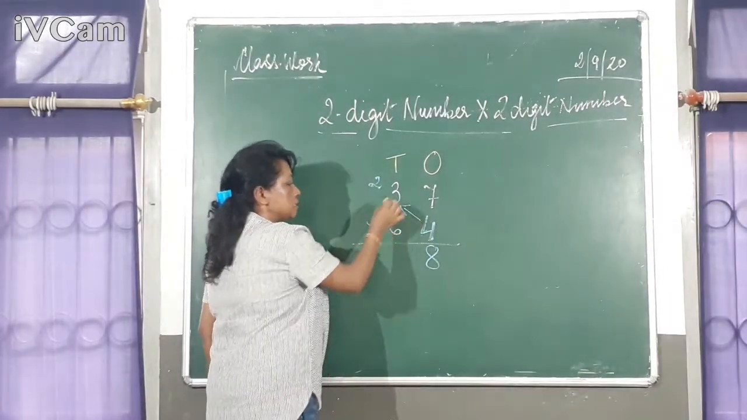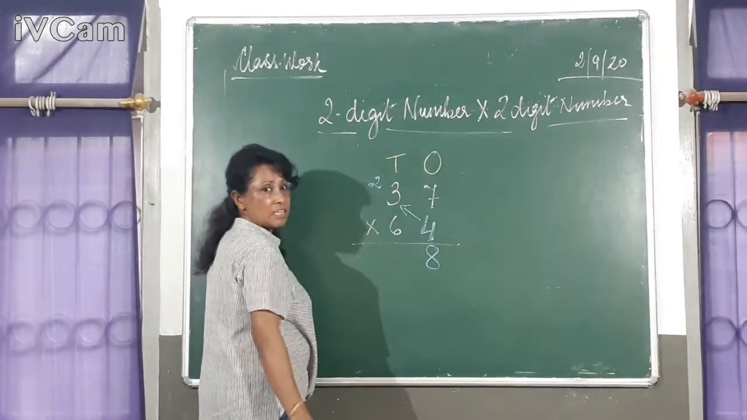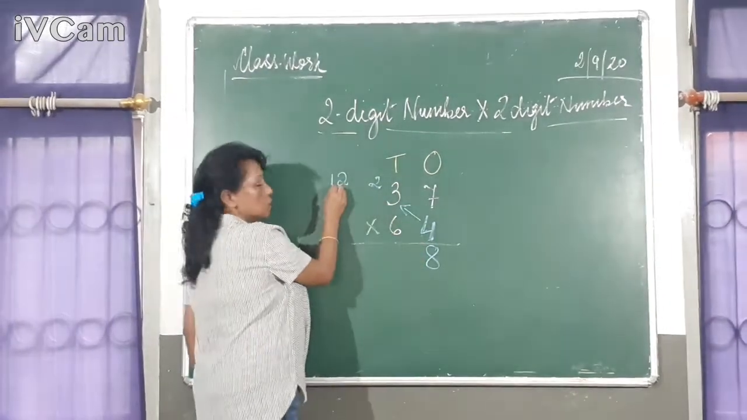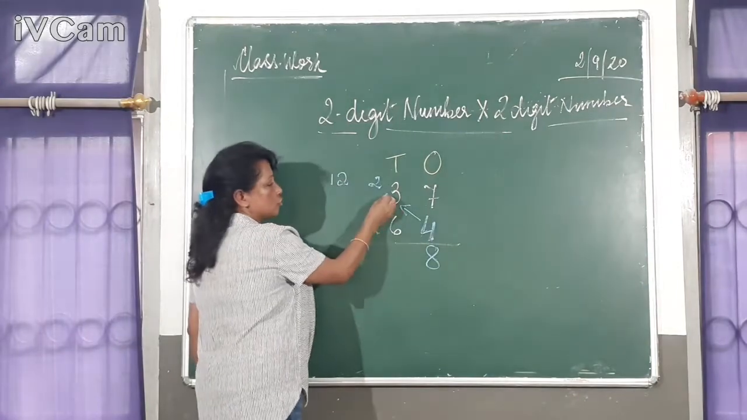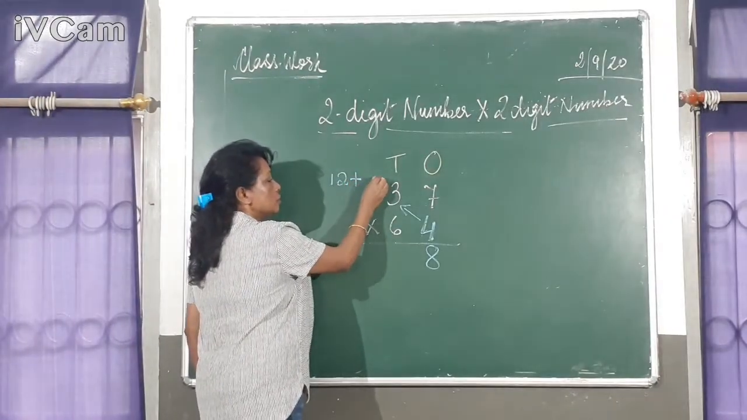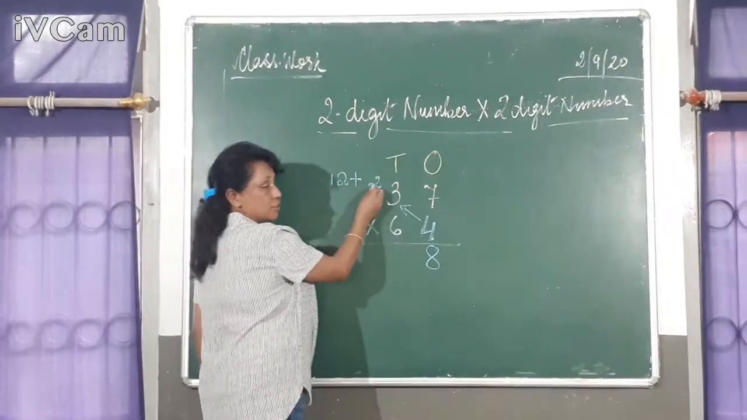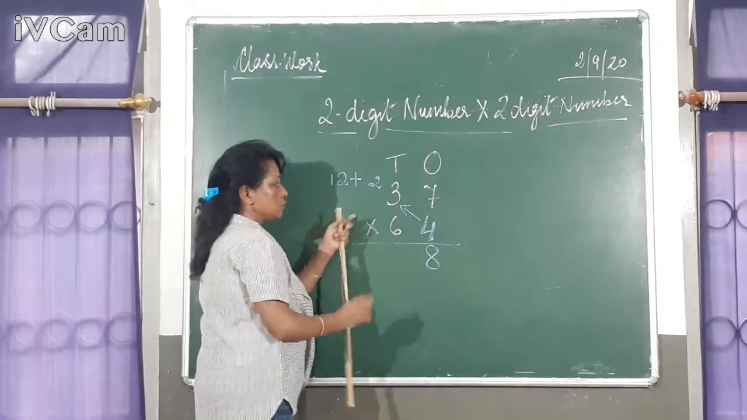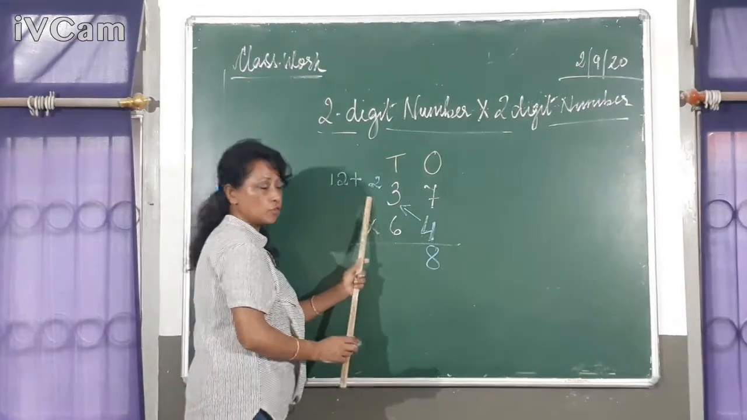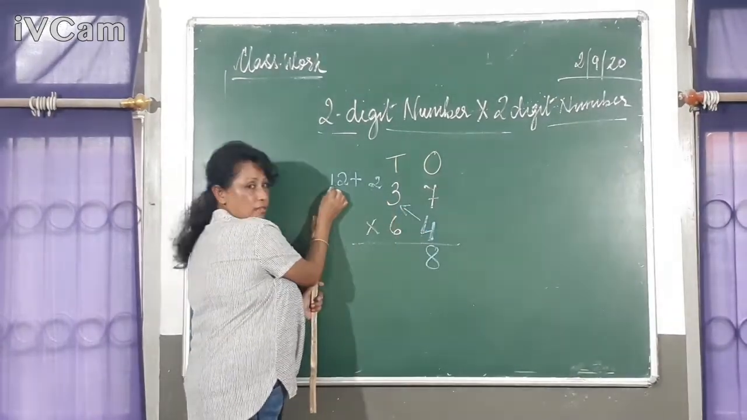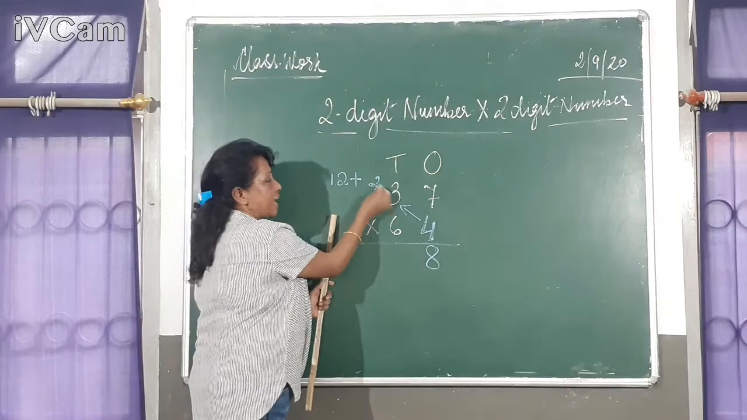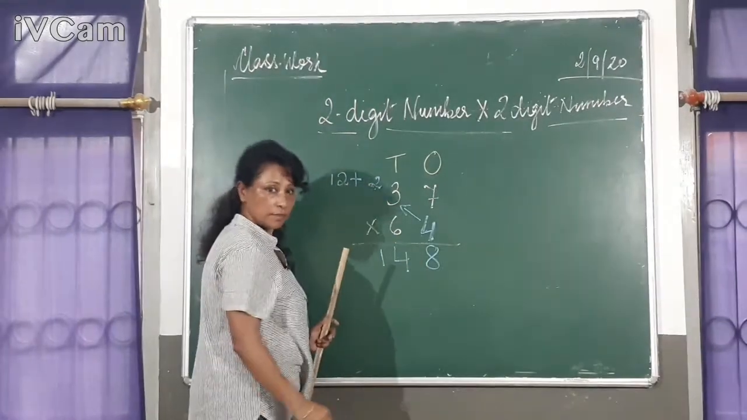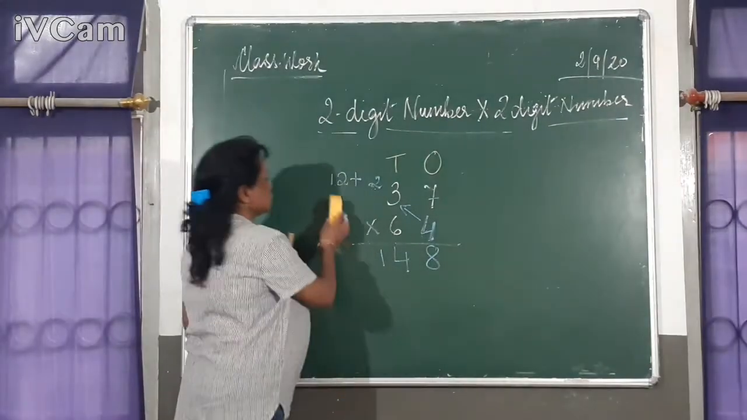So 4 threes are 12. Okay, this is what you get. 4 threes are 12 plus 2, the 2 which was carried over. So 12 plus 2, 12, 13, 14. Did you understand how you got 14? 4 threes are 12, and 12 plus this carried over 2 is 14. This is how you do it.